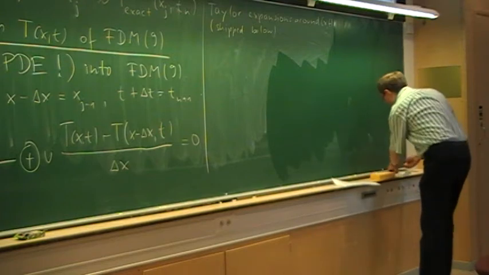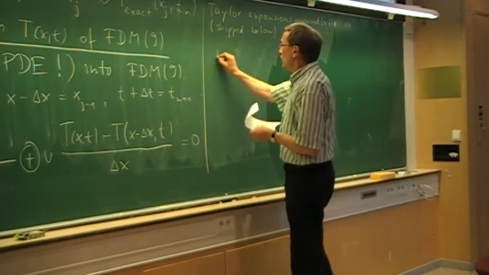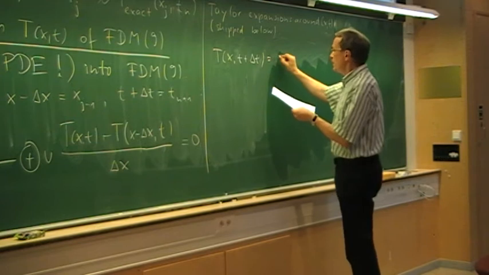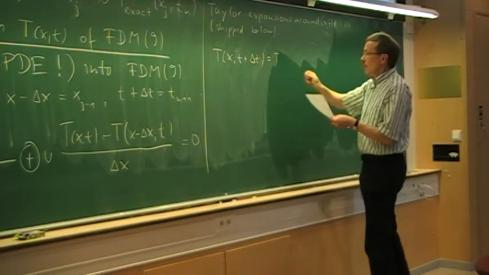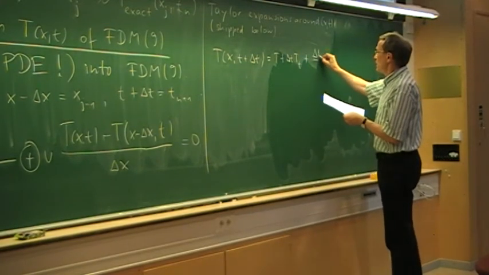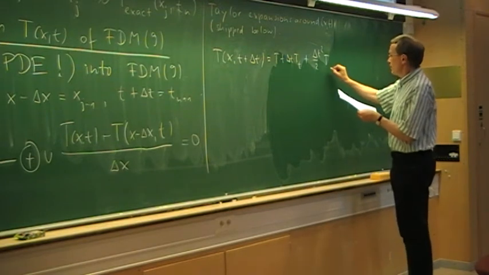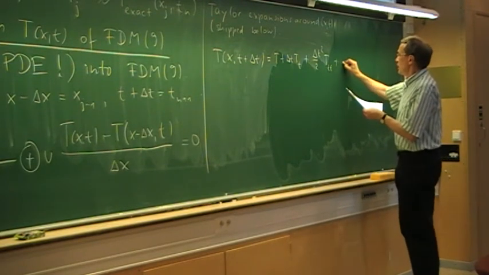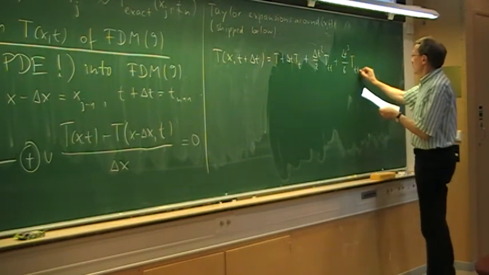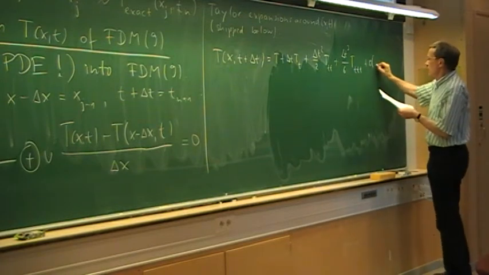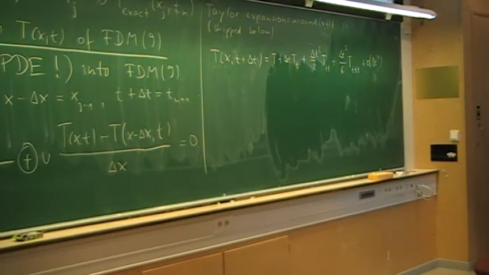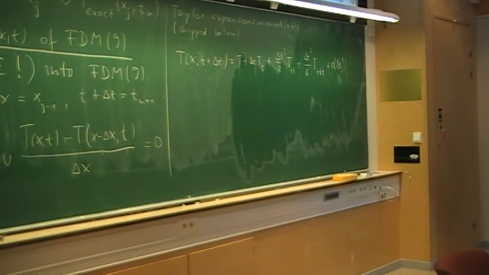We have T of x, t plus delta t, which is equal to T at x,t, plus delta t times the first time derivative, plus delta t squared divided by 2 times the second time derivative, plus delta t to the power 3 divided by 6 times the third time derivative, plus order delta t to the power 4. So that is the classical Taylor expansion up to 4th order. We stop here.